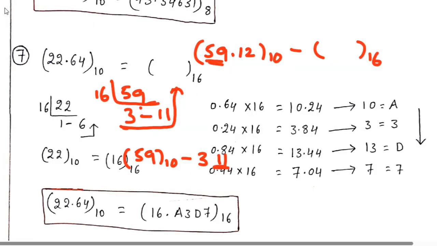So 11 can be represented as B, since A means 10 and B means 11. So we should represent it as 3B, base 16. Right. Next we will take the fractional part.